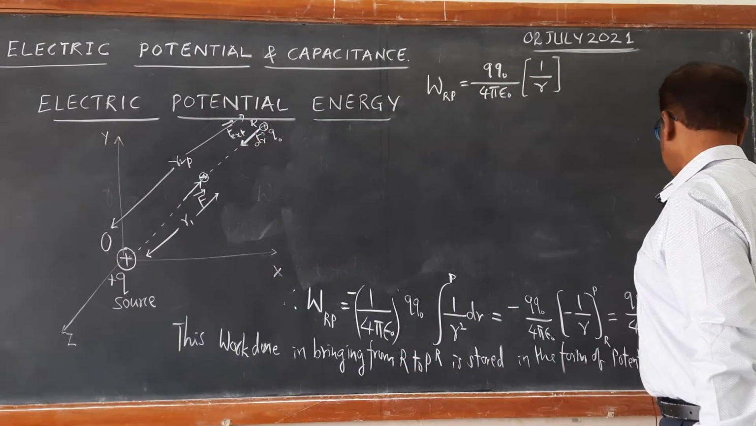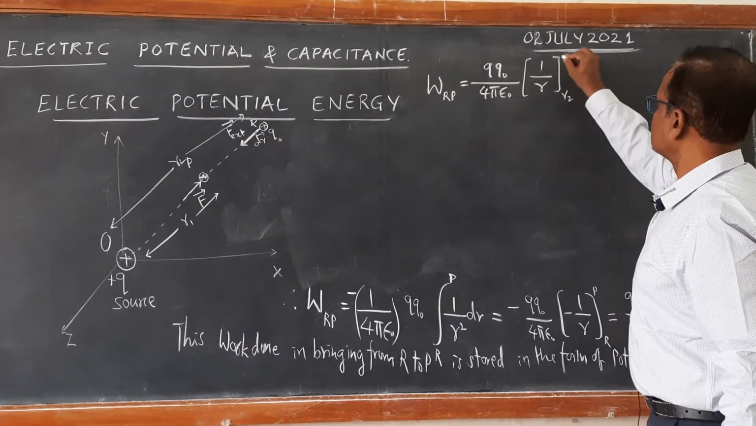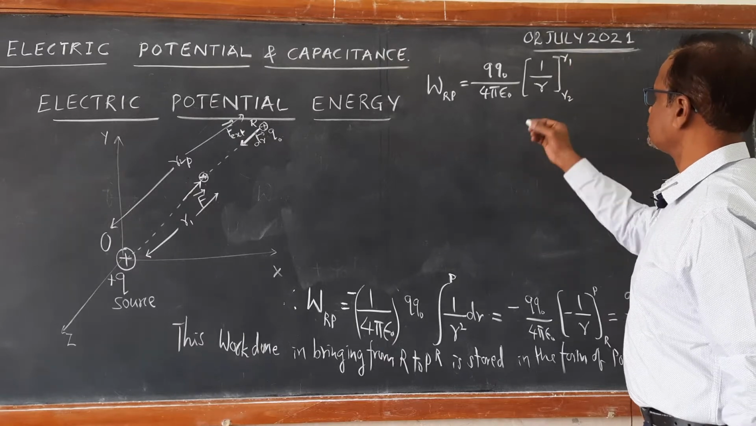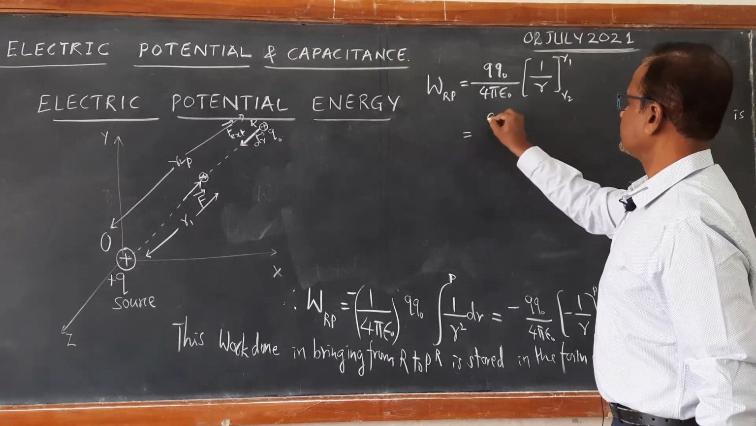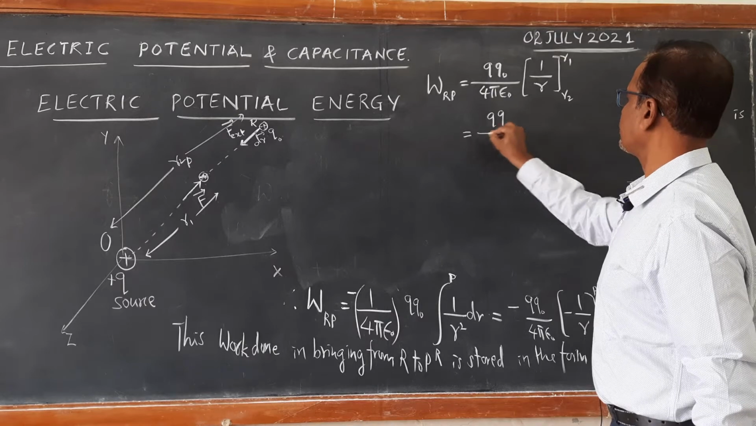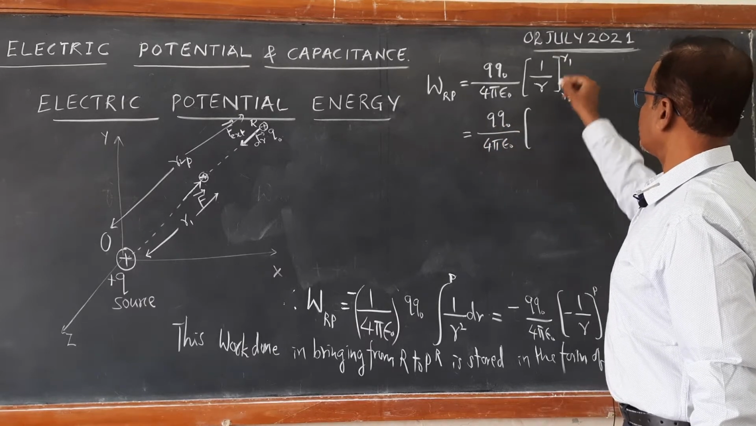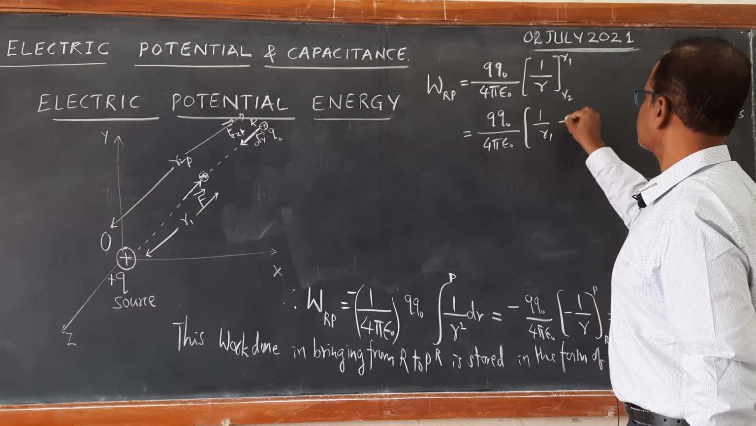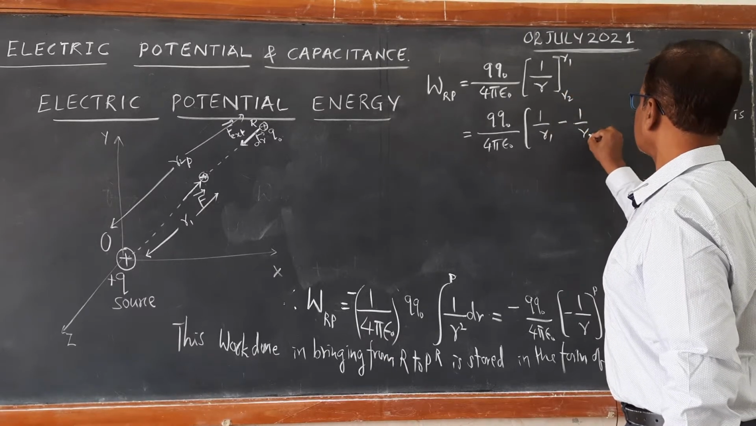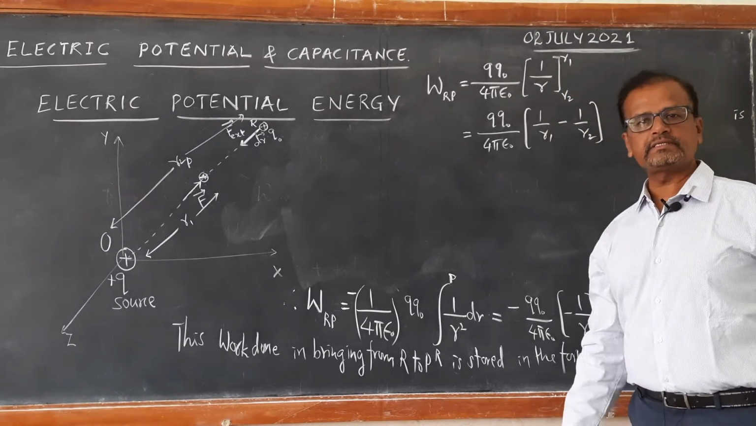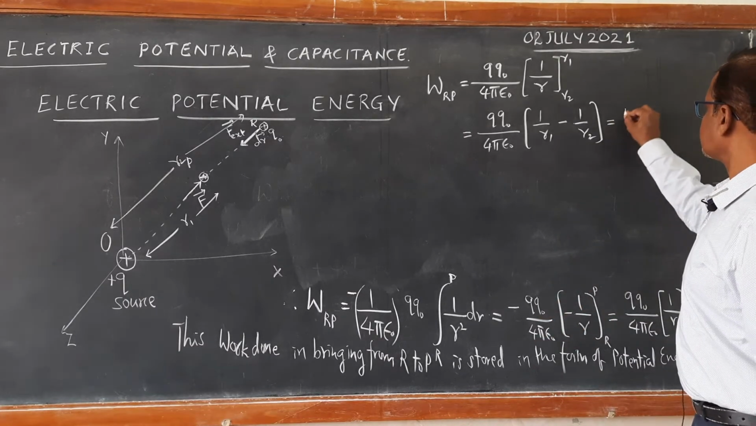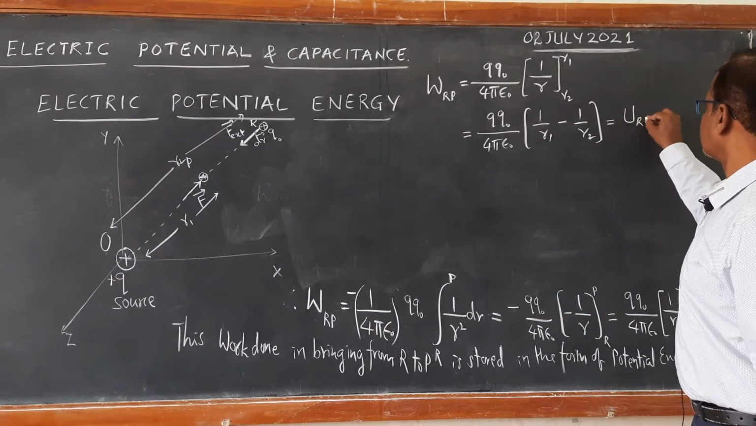So this is from R2 to R1. If you substitute this, we get the simple equation Q Q naught upon 4 pi epsilon naught, upper limit 1 upon R1 minus lower limit 1 upon R2. This itself gives us the potential energy difference U R P.